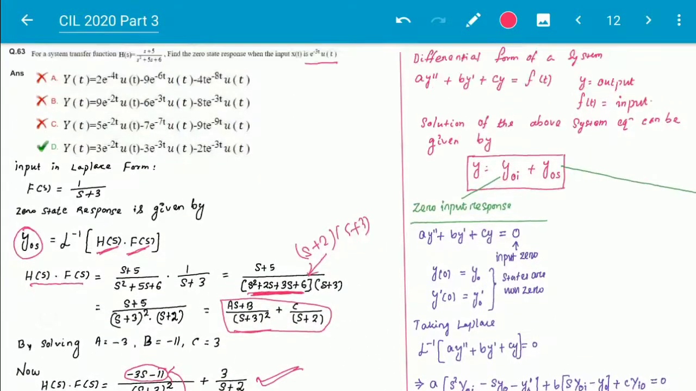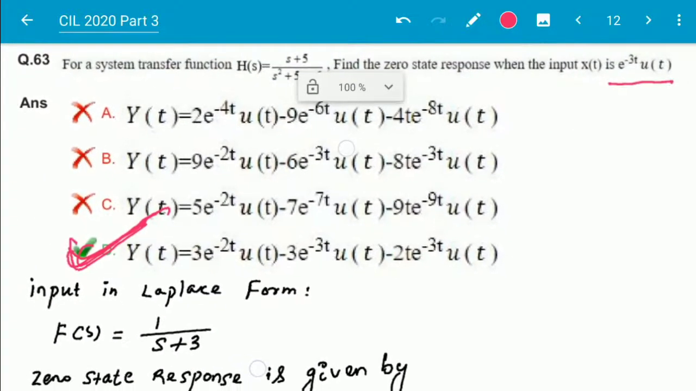This is the answer, which will be option number D. Option D is the correct answer.